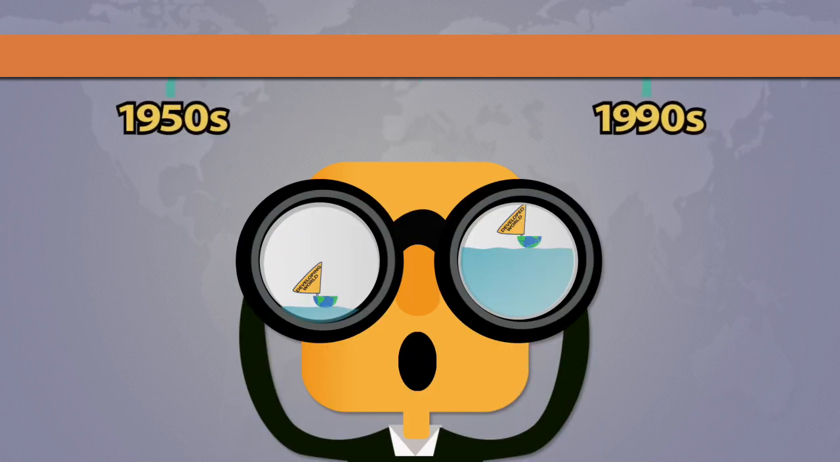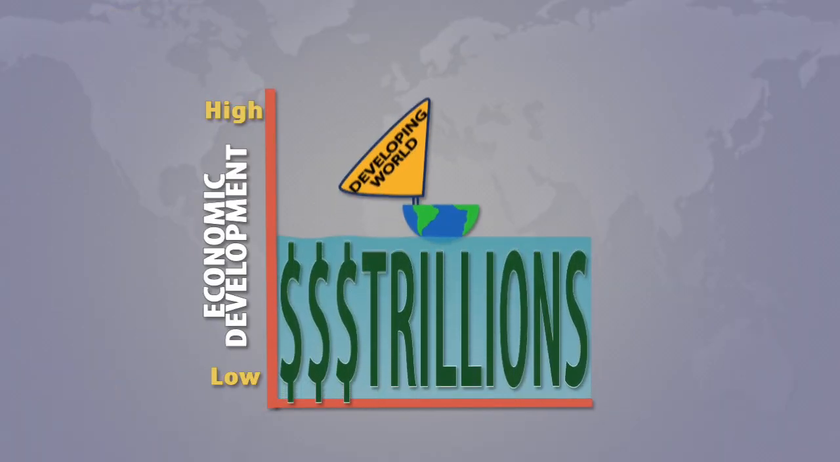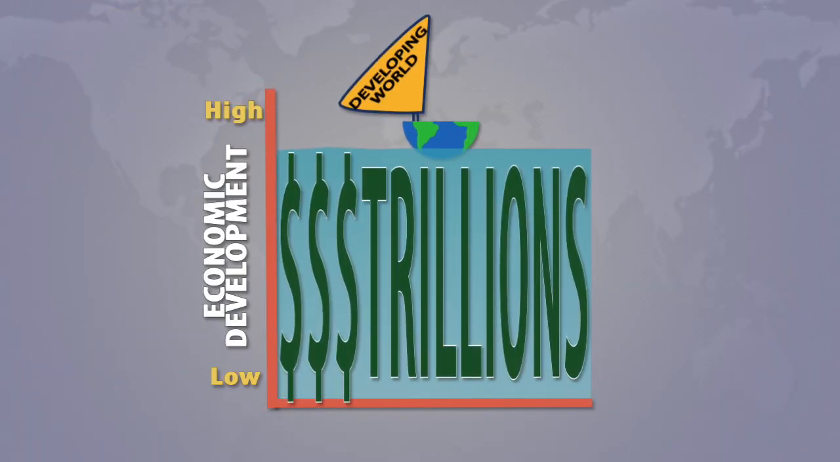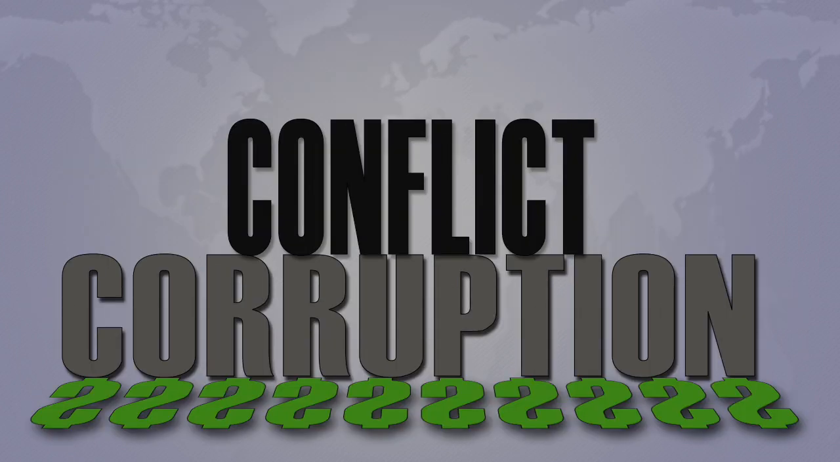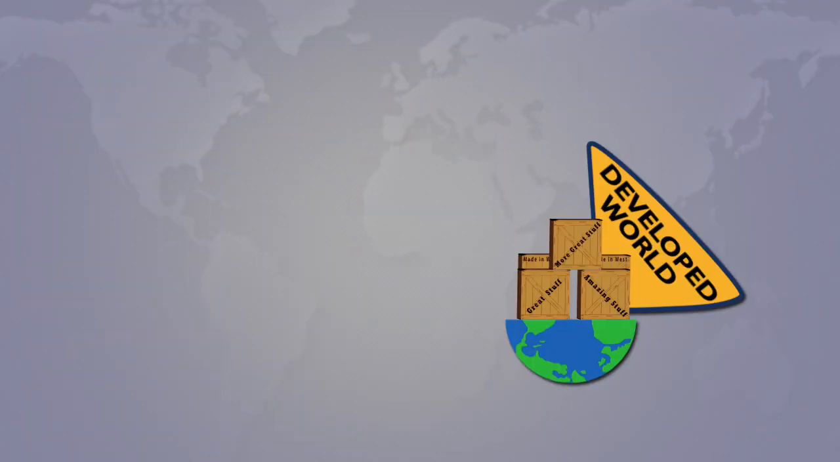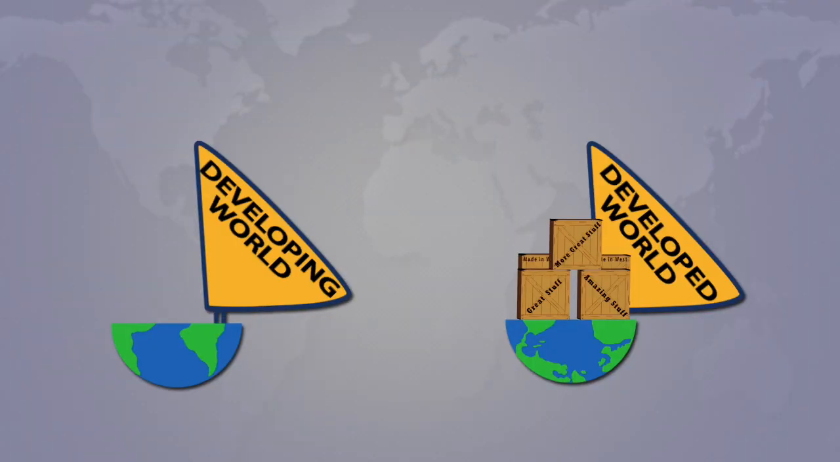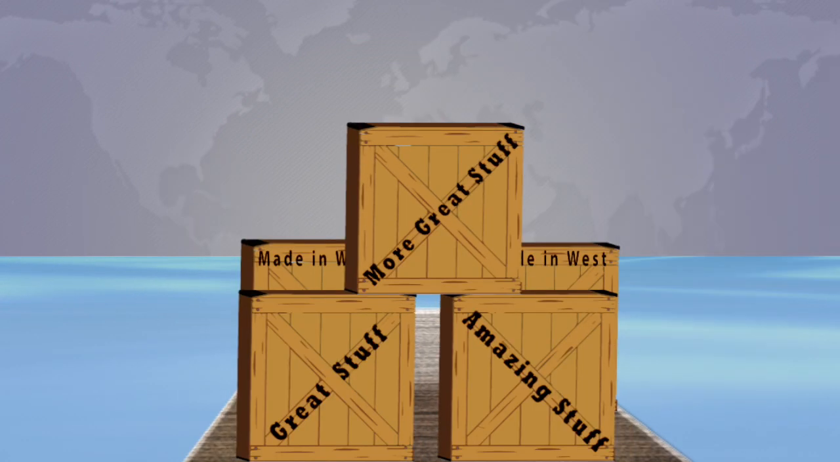And so, from the 1950s to the 1990s, trillions of dollars were spent trying to get this tide to rise. And once again, it didn't happen. There were a lot of reasons why, of course, including corruption, conflict, and that egregious colonial past we talked about. But mostly it didn't happen because the people in this boat never asked the people in this boat how to spend the money. You see, they thought they already knew what was needed. They were wrong.